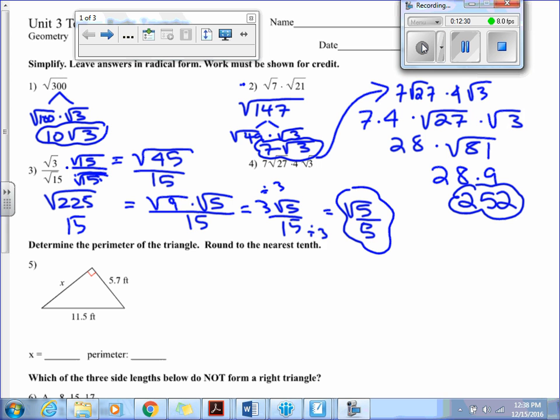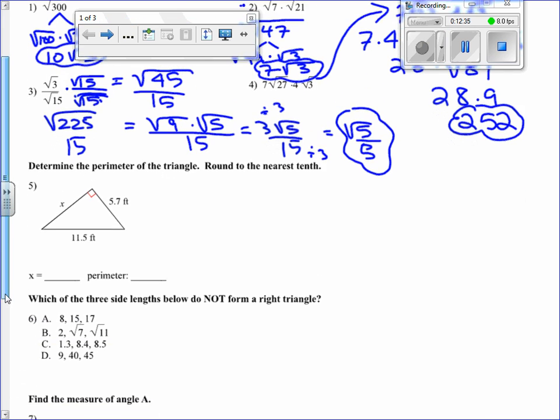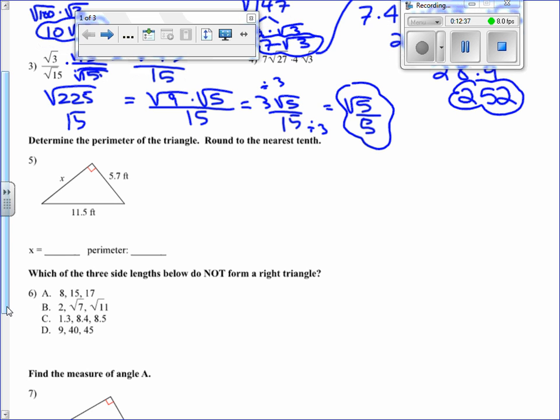Okay, number 5 says: determine the perimeter of the triangle, round to the nearest tenth. Excuse me, guys, we can't afford to talk now, come on. So perimeter, how do we find perimeter? Add all the sides together, okay?